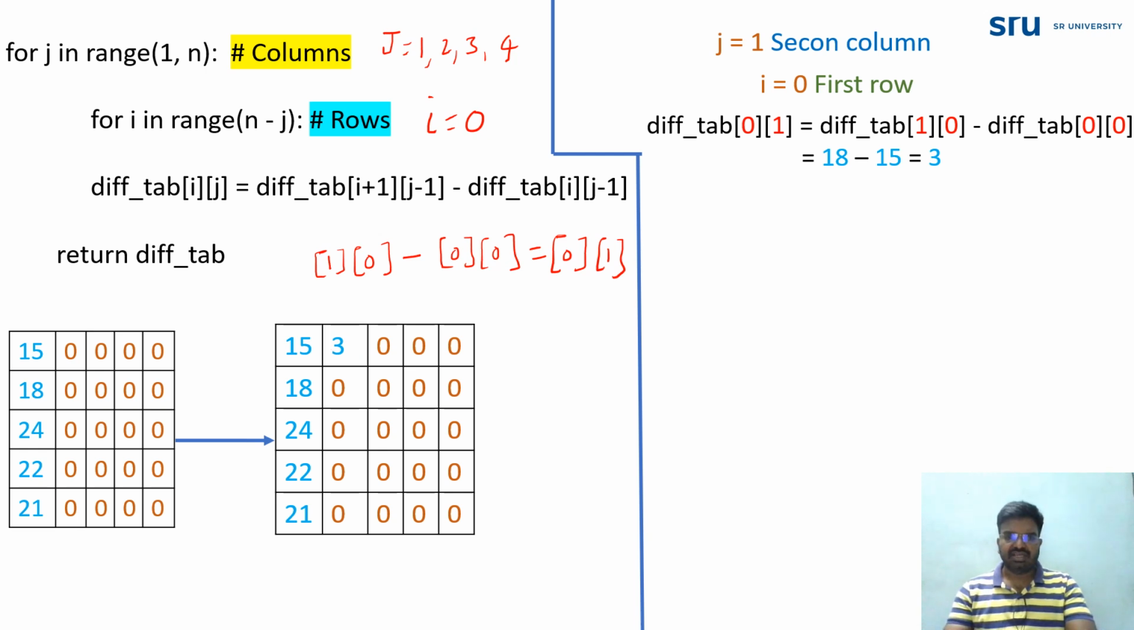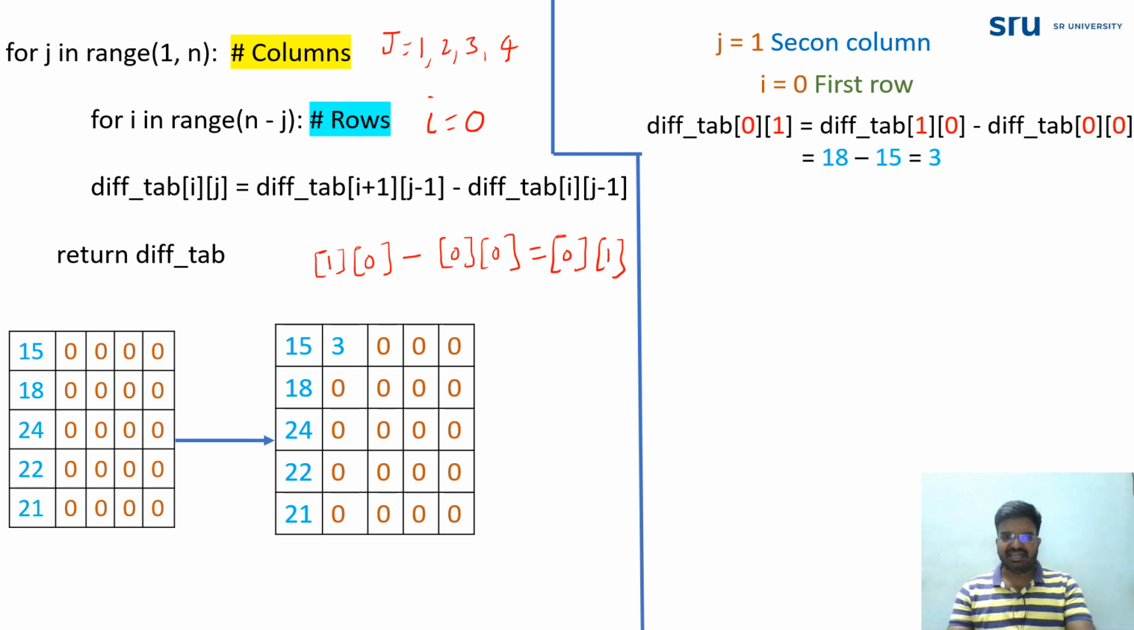Now we will see how the for loop is working. In the first for loop, j equals 1. j equal to 1 means the second column. We are starting with the second column. Then we go to the second for loop. In the second for loop, i equals 0. i equal to 0 means the first row, since the second for loop depends on rows. Next, we go to the third line.